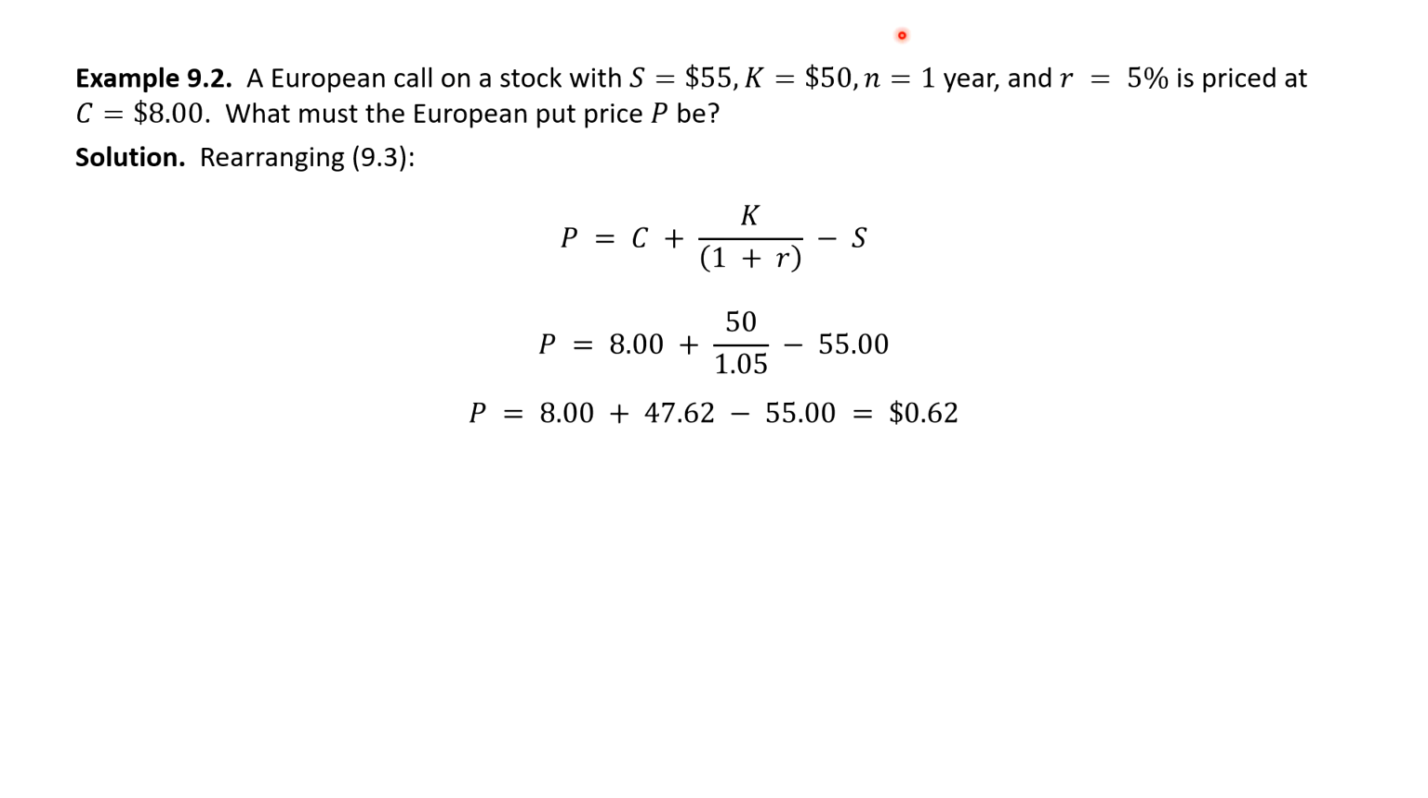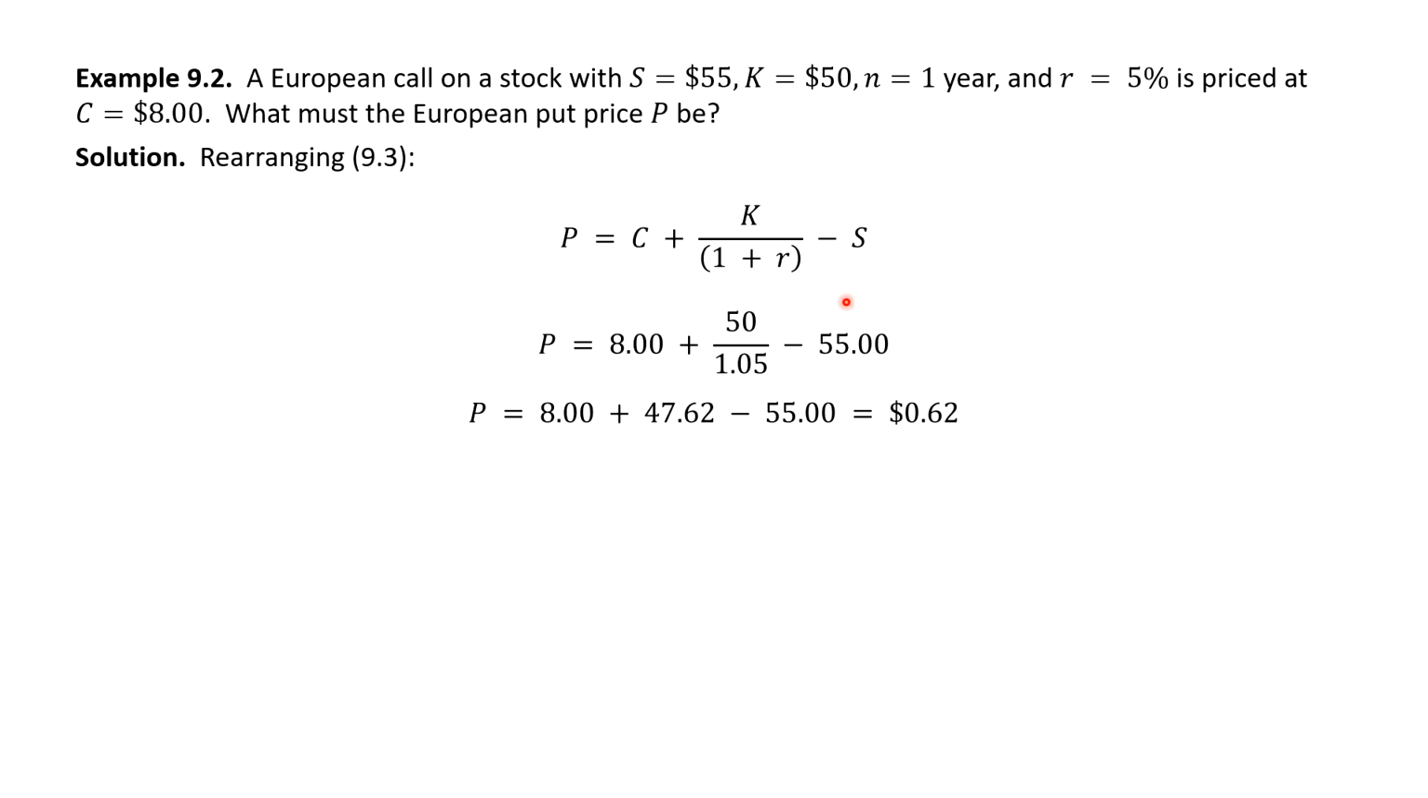So we have our example here. There's a European call on the stock with price $55, that's the current price, and then the K is 50, so that's the right to buy that at the end of the period, which is just 1 year. And R is 5%, and the call is $8, and we're asked to find the price of the put.